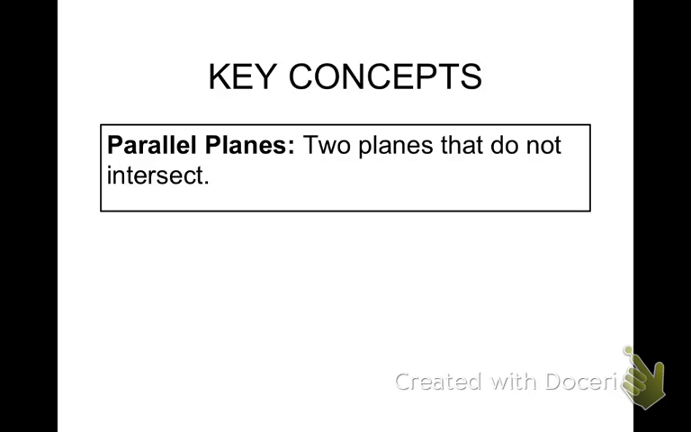Would this edge also be parallel to the first edge? Yes. Would this edge be parallel to the first edge? Yes, because it's going in the same direction. They're never intersecting. Which edge would be skewed to this top right edge?